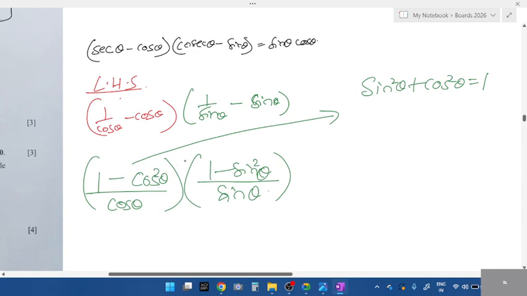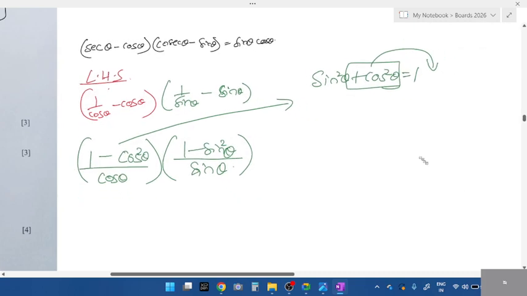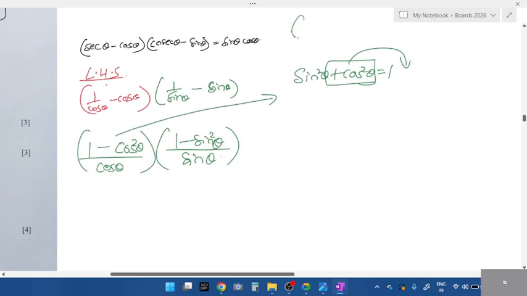How do I get 1 minus cos square theta? What am I supposed to shift? Yes, we shift cos square theta to the right hand side, it becomes minus cos square. This is a 2026 question. Solve this, all of you will complete it.